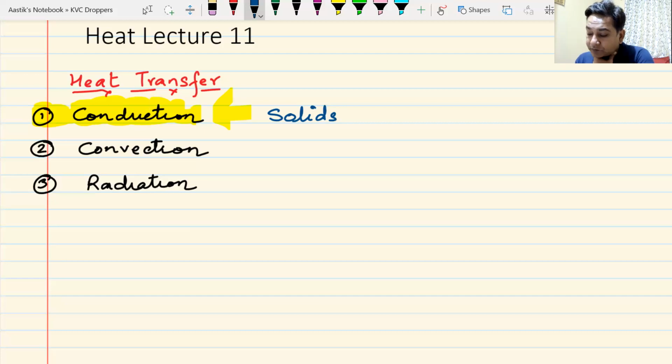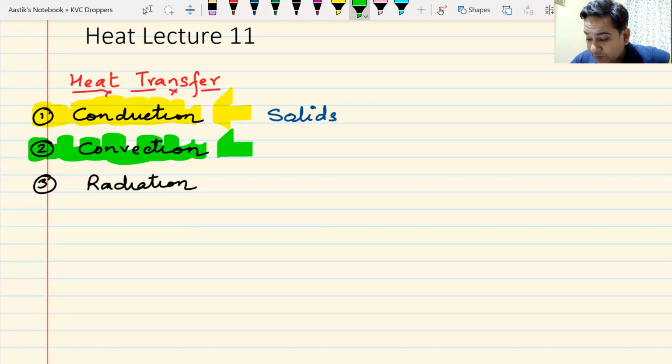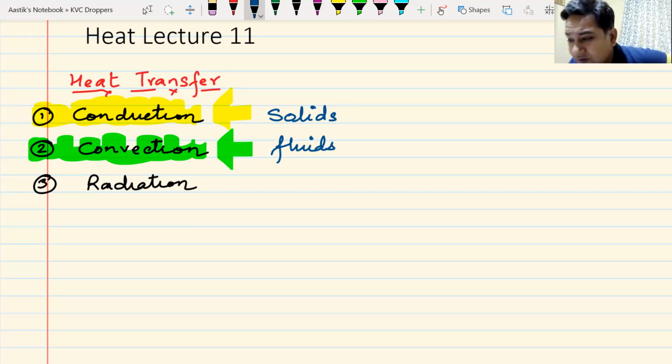So basically, this happens in solids. What about convection? Any idea? Where does convection happen? Convection is the mode of heat transfer that takes place basically in fluids. When I say fluids, I mean anything that can flow. Now, this convection per se cannot happen in solid because this involves the actual transfer of atoms or the carriers actually get transferred. So it may not be so prominent in solids because hardly any atom will pass from one end to the other end.